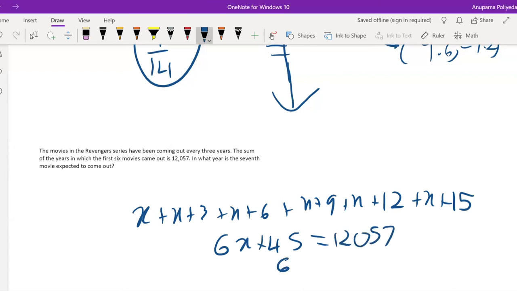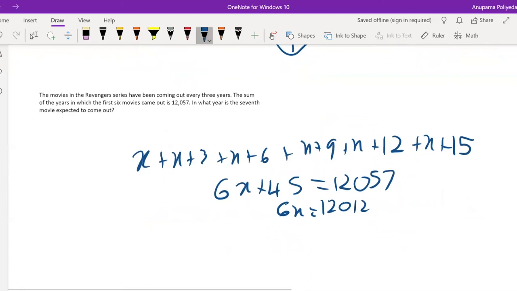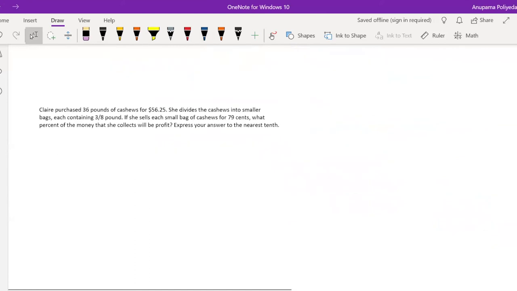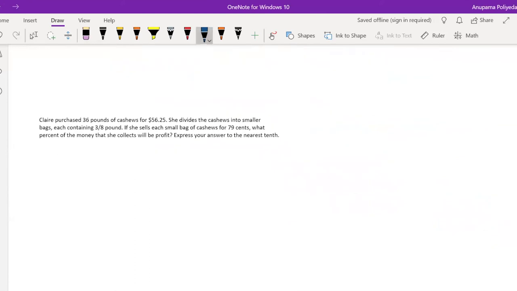So 6x equals 12,012, and then x by itself equals 2,002. And then we want to find x plus 18, because that's the year the seventh movie is released. So 2002 plus 18 is 2020. And that's it. So what is everyone's answer for 2?